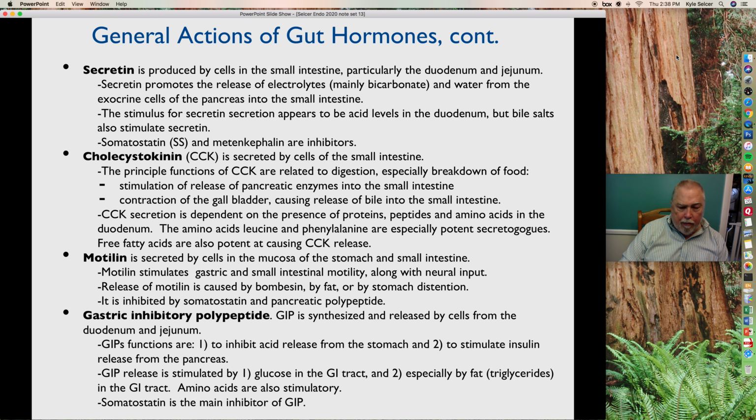GIP release is stimulated by glucose in the GI tract. So it's measuring glucose, and it causes this, and then fat in the GI tract. So these are all coming from the stomach, and it says, okay, let's slow things down. Somatostatin is the main inhibitor of GIP. So somatostatin just inhibits everything.